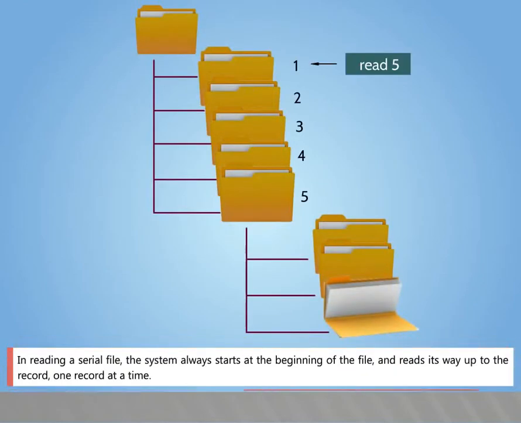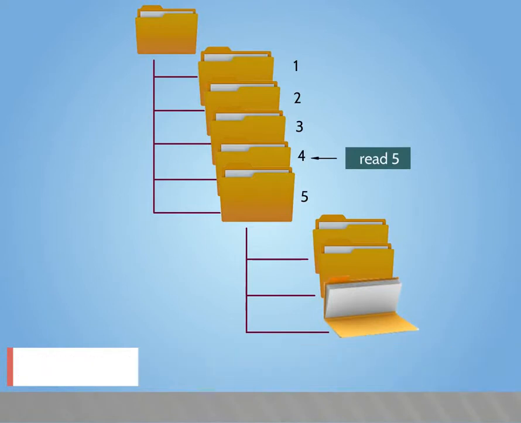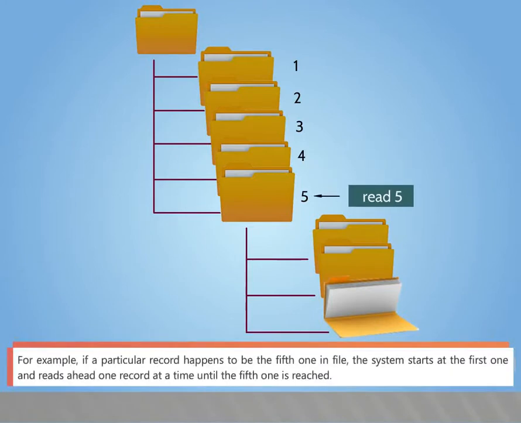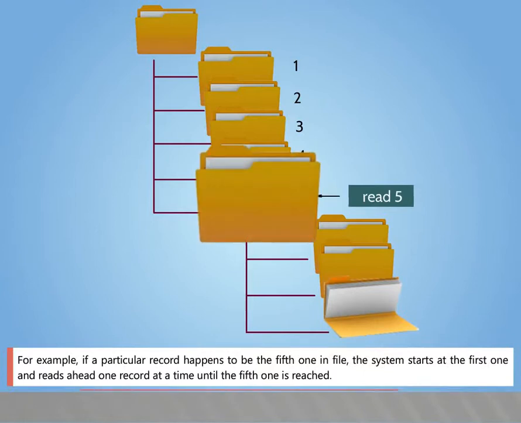In reading a serial file, the system always starts at the beginning of the file and reads its way up to the record, one record at a time. For example, if a particular record happens to be the 5th one in the file, the system starts at the first one and reads ahead one record at a time until the 5th one is reached.